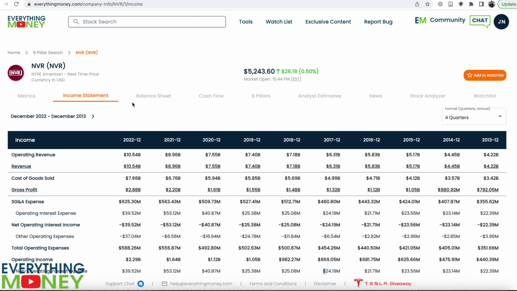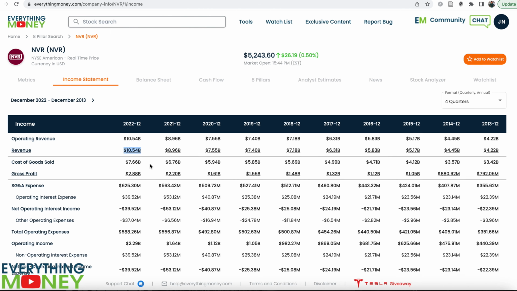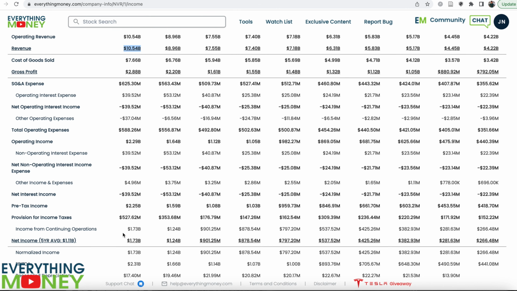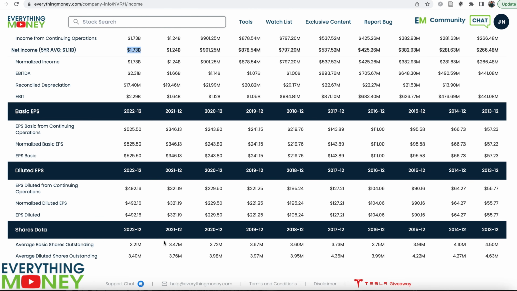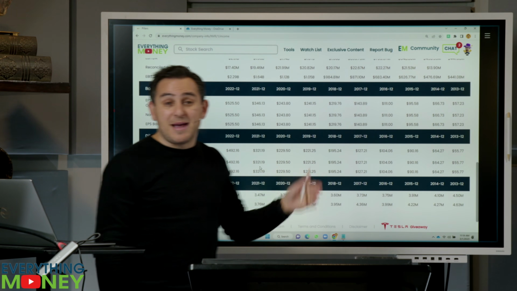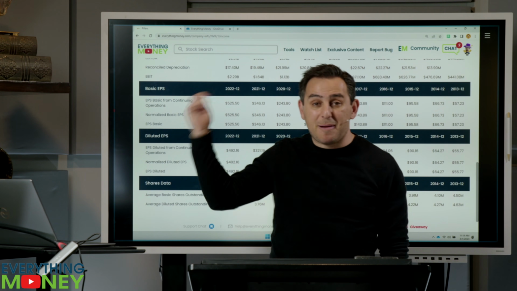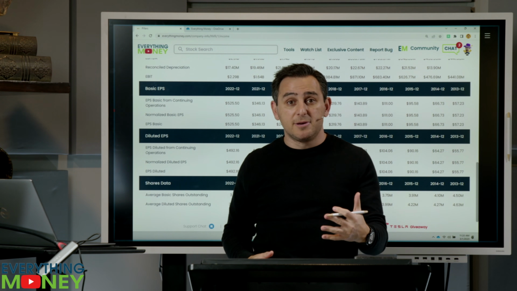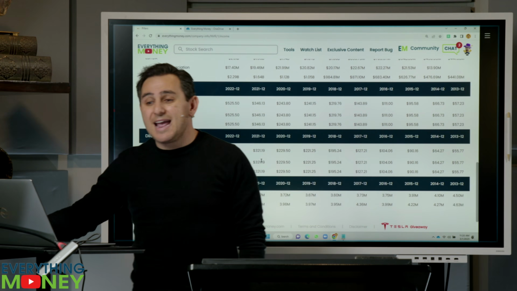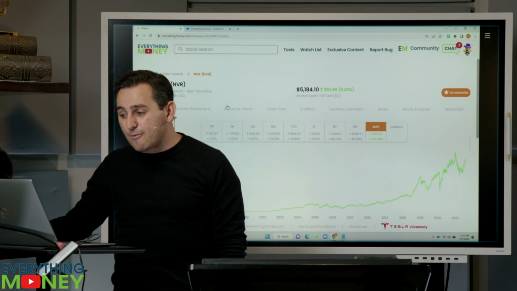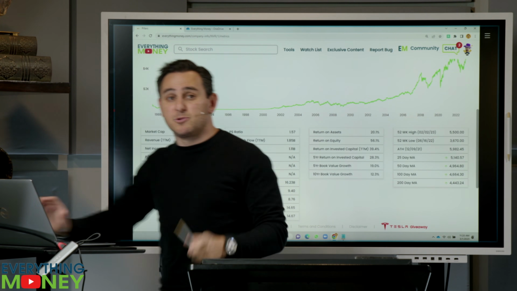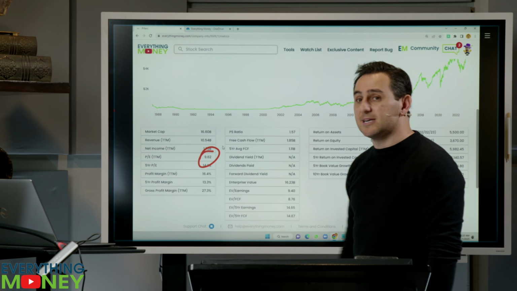Now look at them. Their revenue is $10.5 billion, so 4 times more. And their profit is $1.73 billion, so 10 times more. But look at their shares outstanding, 3.2 million. They went from 8.85 million to 3.2 million. They kept buying back shares because the stock was cheap. The market was missing it over and over. And that's how their stock has now skyrocketed to $5,000 per share with a PE of 9.6.